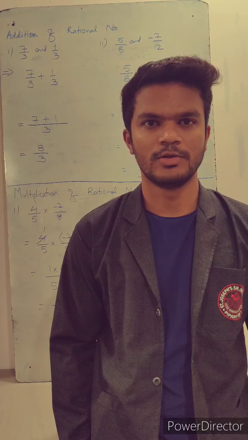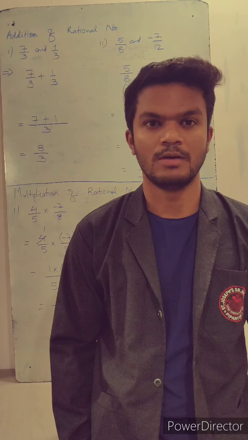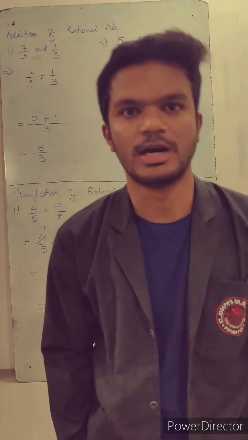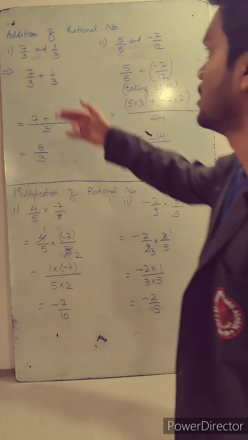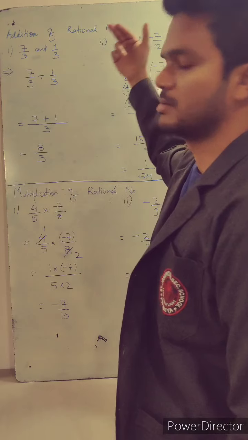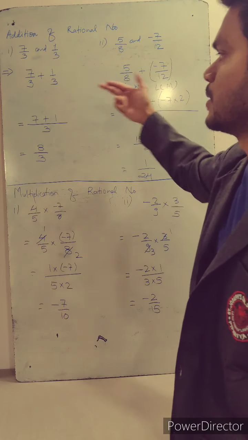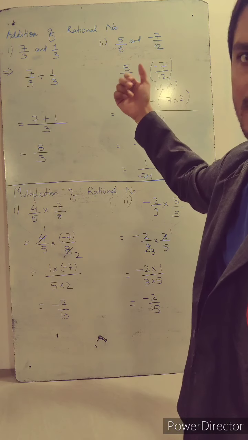We have discussed the theoretical portion of chapter 1. Now we will deal with its numericals. So, starting with the first operation, that is addition of two rational numbers. I have taken two examples. By this you can easily understand how to add any two rational numbers.